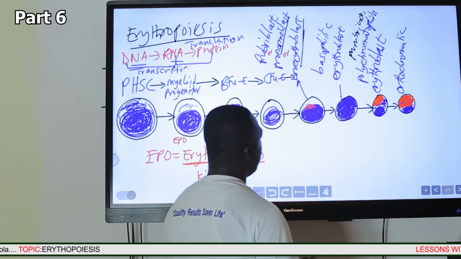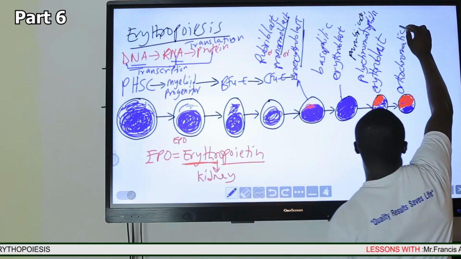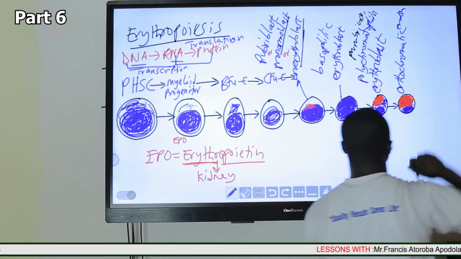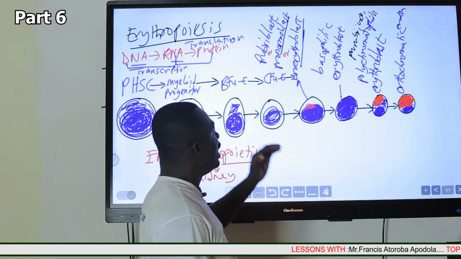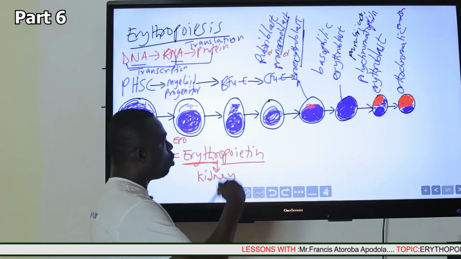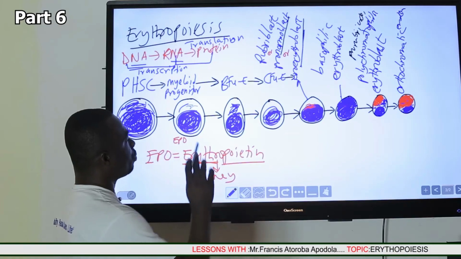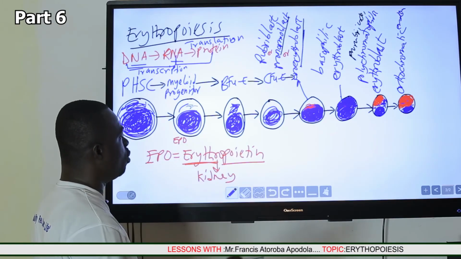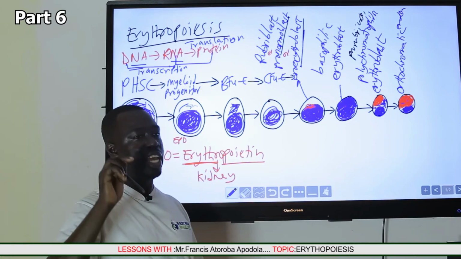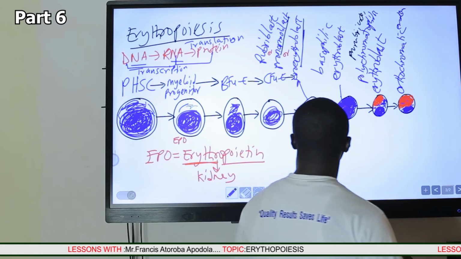Auto, talking about normal. So this is the autochromatic erythroblast, or the late normoblast stage. So we have the autochromatic erythroblast, or the late normoblast stage, and this is called the rubricyte.